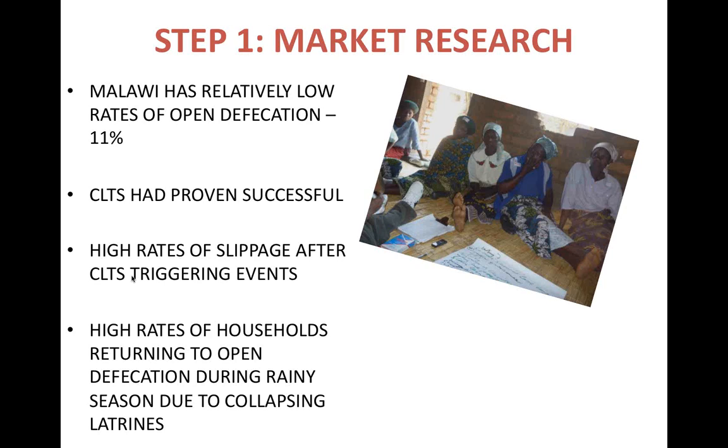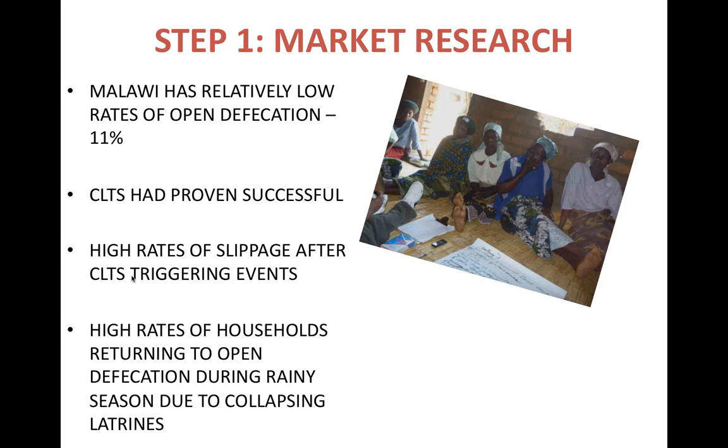But we also knew there were high rates of slippage after CLTS triggering, particularly during or after the rainy season. In February, open defecation was possibly moving much higher than 11% until people had the chance and opportunity to rebuild. Through that research, we found three headline findings. The first was the one I've just described. We quantified it and found strong evidence of seasonal variations in latrine ownership: up to 40 to 60% of households with traditional pit latrines had them collapse during or after the rainy season.